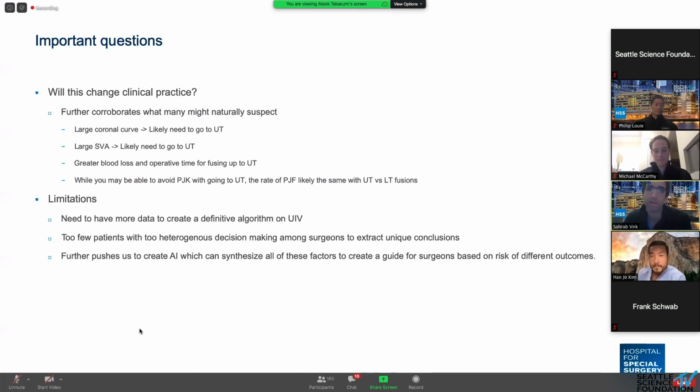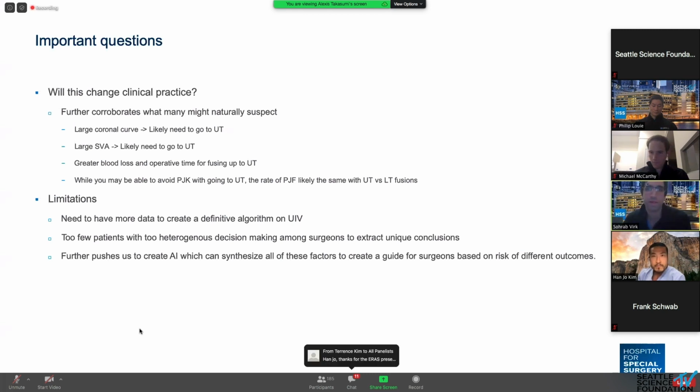Also a really important question to ask for all these papers is, how will this change my clinical practice? And I think this further corroborates what is intuitive for a surgeon, that if you have a larger coronal deformity, a larger SVA, you'll likely need to go to the upper thoracic spine. But you do have to take into account that there's going to be greater blood loss and operative time.